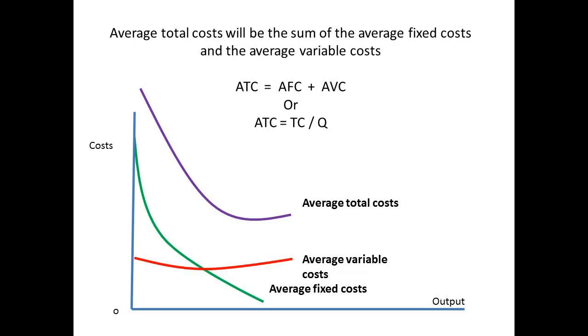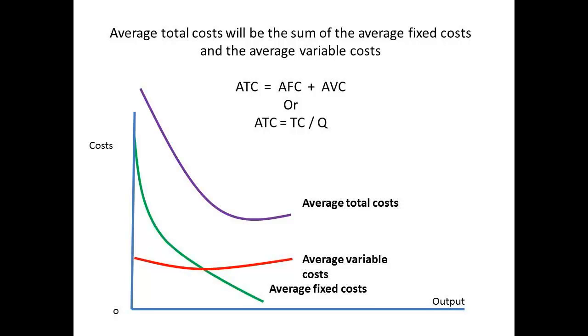In order to establish total costs, we simply sum the fixed and variable costs. So the average total costs are equal to average fixed costs plus average variable costs. This can also be written in another way. The average total cost will be the total cost divided by the quantity. So the graph of average total cost will be the sum of the first two.